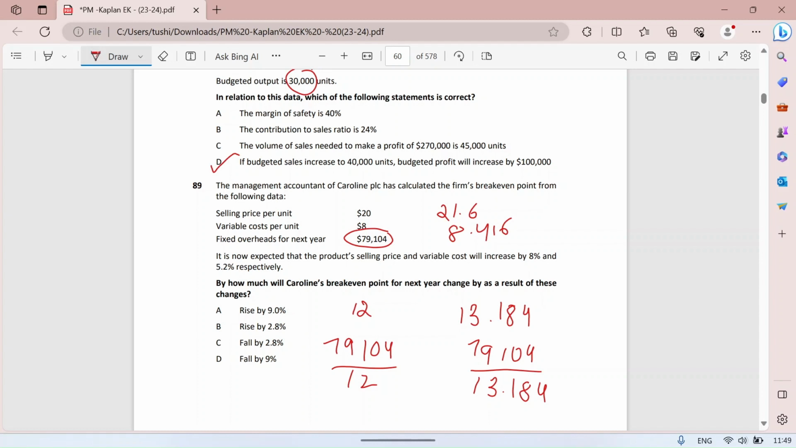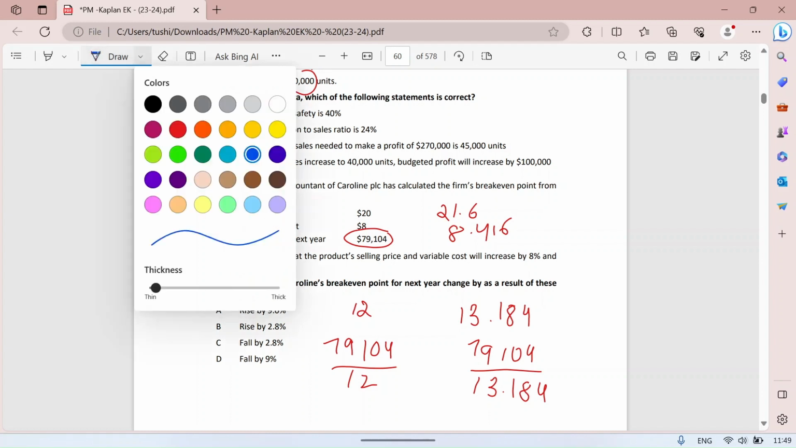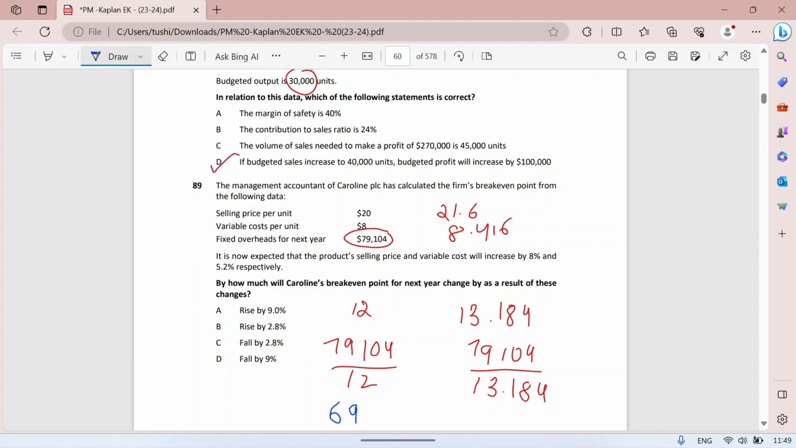Let me change the color of my pen so that you understand this better. So this will give you 6,592. And if you go with the earlier scenario, if you solve this, you will have your answer as 6,000. So basically we have to tell in terms of rise or fall in percentage. I can clearly see that there's a fall, so our answer is either going to be C or D.